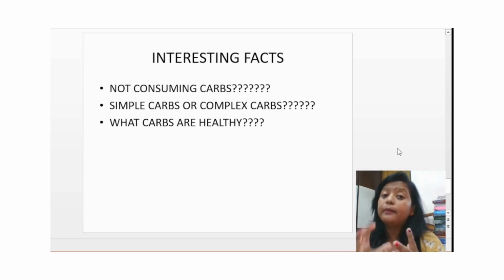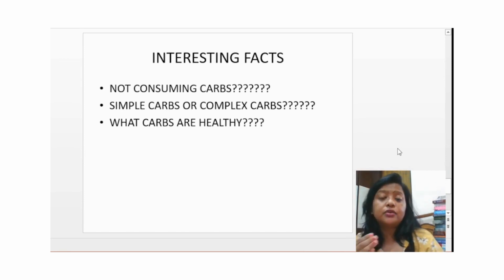A complex carbohydrate, on the other hand, is safe and healthy. Why? Because complex carbohydrates are formed when many simple sugars combine. A long chain of sugars linked together forms complex carbohydrates. These take time to break down into glucose and are digested very slowly. So the blood glucose will rise very slowly, and it will not cause any harm to your body.